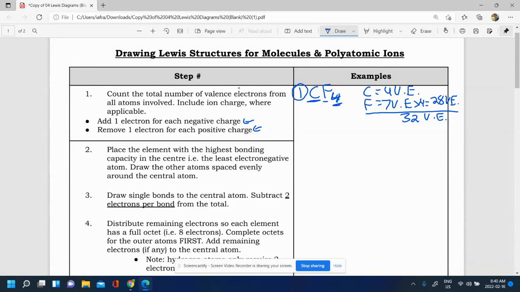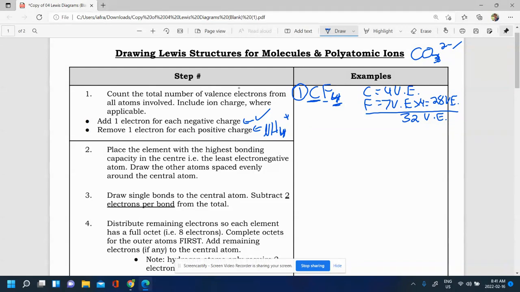If this was a polyatomic ion, suppose we had an ion like CO3 2-, after our total count of valence electrons, we'd have to add 2 electrons. So for every negative charge you have to add an electron to your total. For every positive charge you have, so let's say you had, for example, NH4+, for any positive charge you have, you need to deduct an electron from your total. So just remember that if ever you have a polyatomic ion.